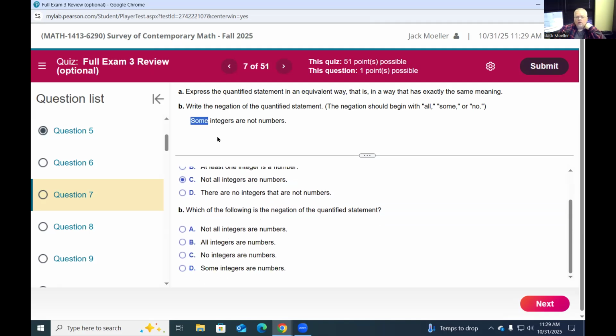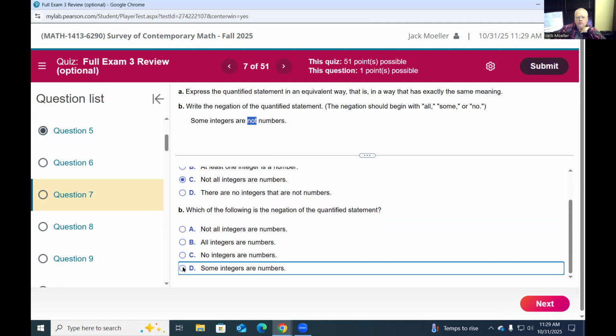Now we want to negate it. So if some integers are not numbers, the easiest way to negate it is take out the not. So I would look for some integers are numbers, which is right there.